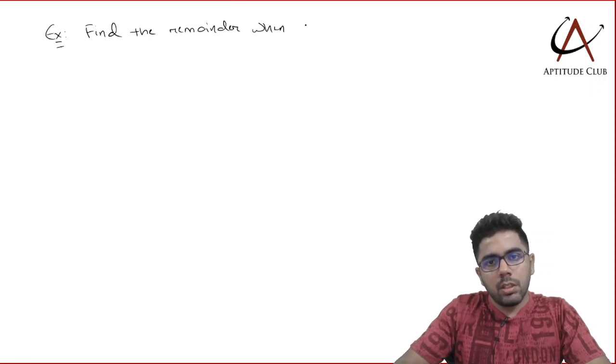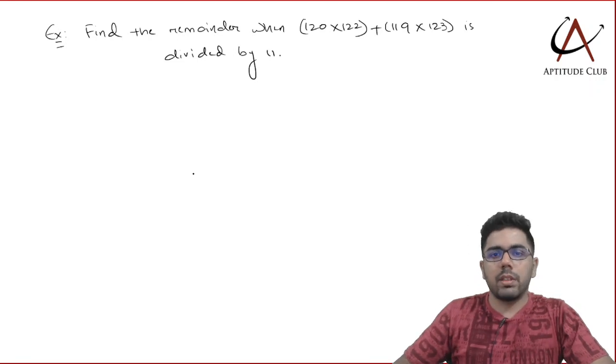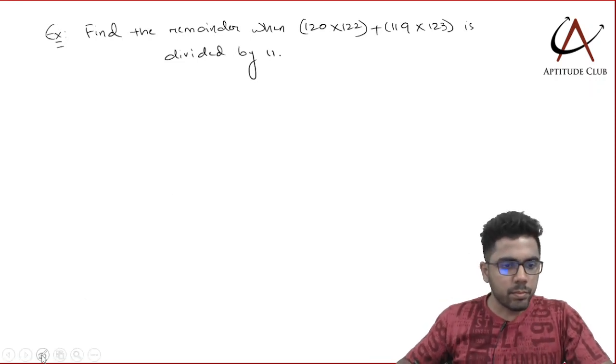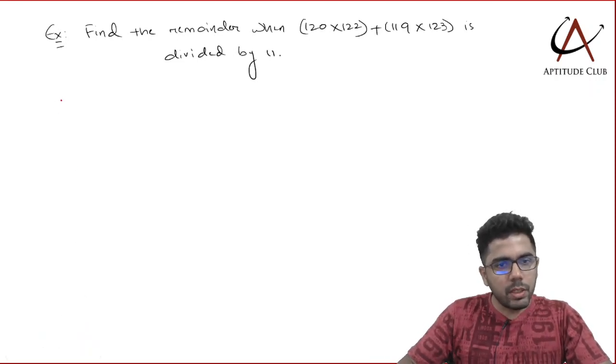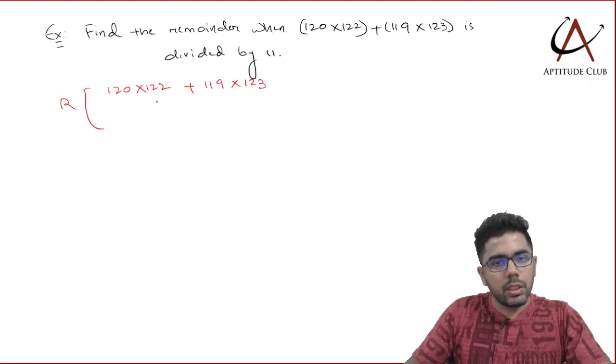Find the remainder when 120 into 122 plus 119 into 123 is divided by 11. Suppose this is given. So we are supposed to calculate this remainder of 120 into 122 plus 119 into 123 divided by 11.